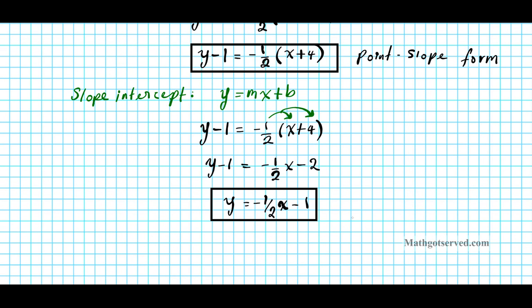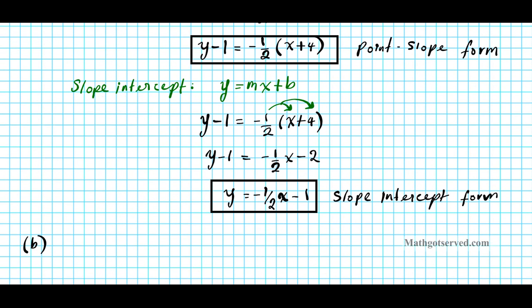So let's indicate what form this is. This is slope-intercept form, because in this form we can easily tell the slope is negative 1 half and the y-intercept is negative 1. All right, now the B part, we are instructed to graph the equation.